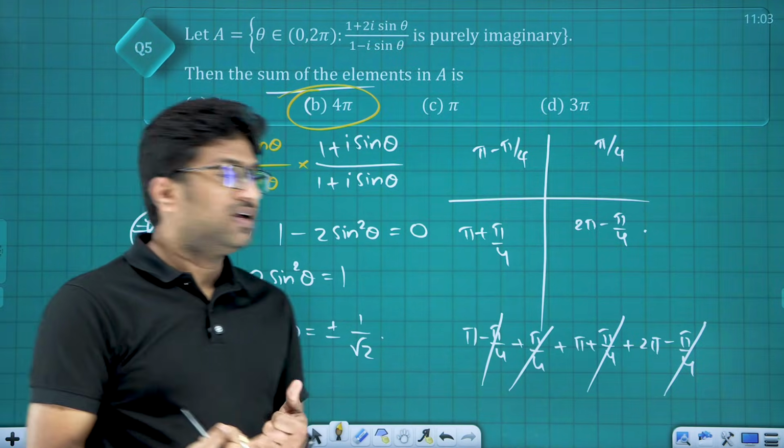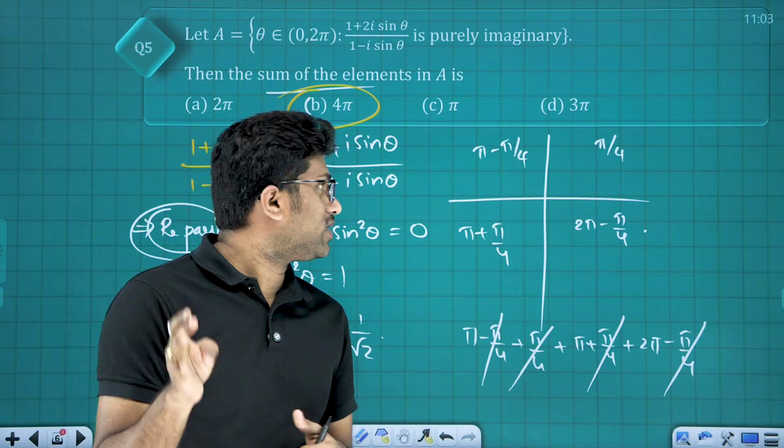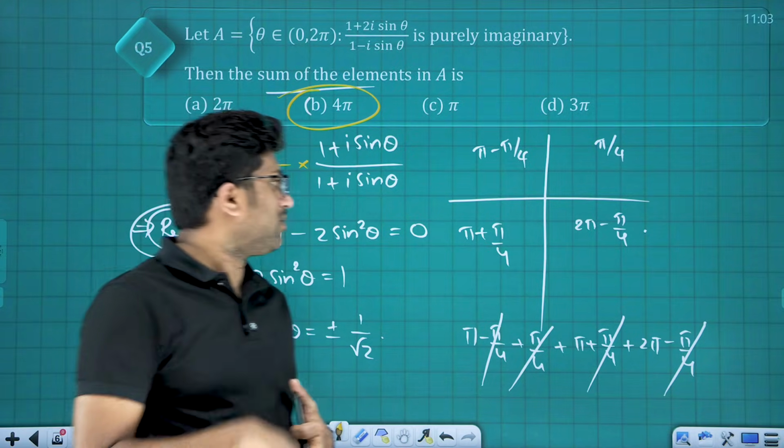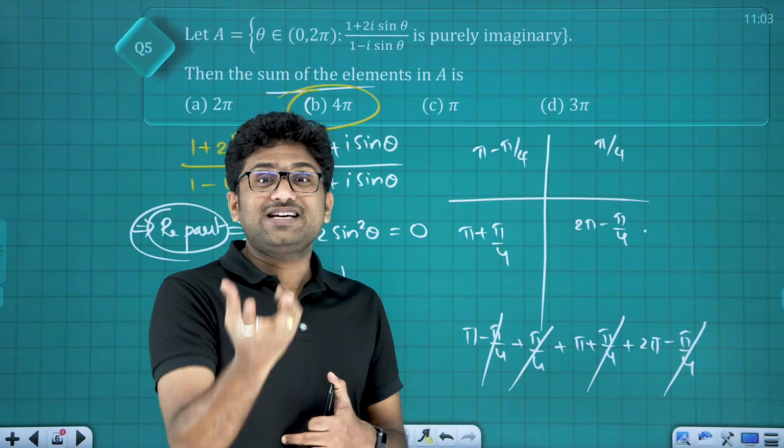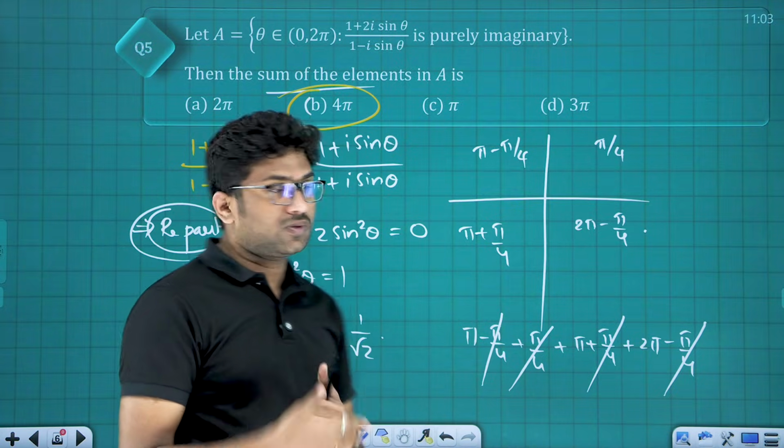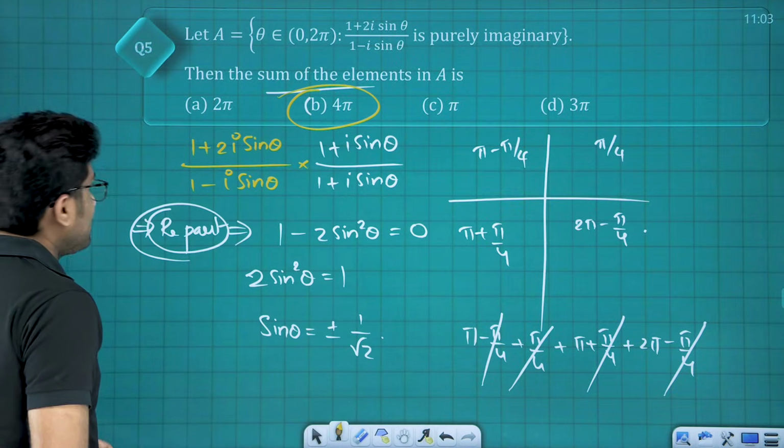Actually, A takes 4 values. One is pi by 4, pi minus pi by 4, pi plus pi by 4 and 2 pi minus pi by 4. They are asking us to find the sum of those. So we have added them. We got 4 pi as the answer.